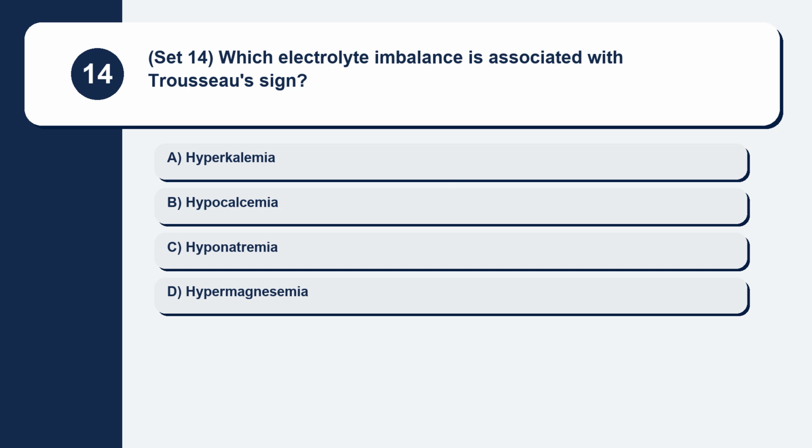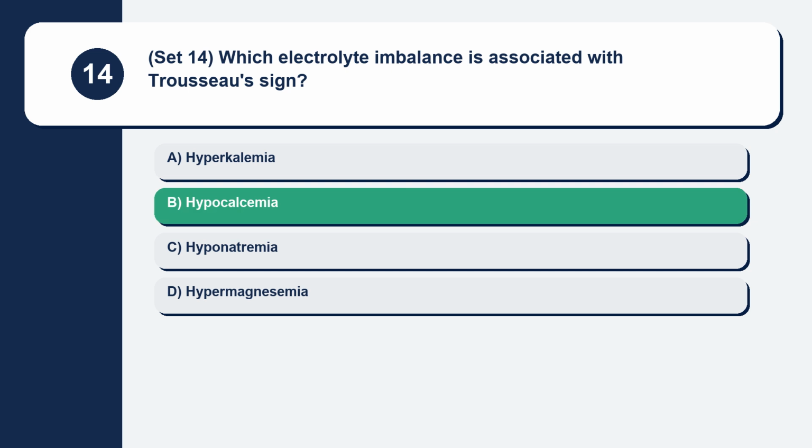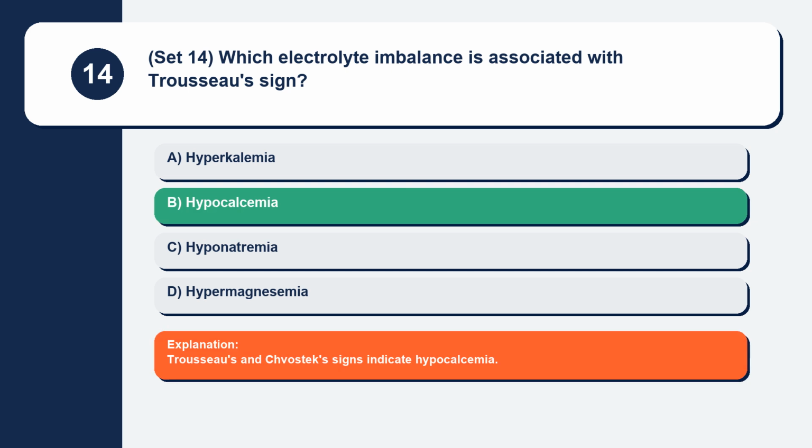Question 14. Set 14. Which electrolyte imbalance is associated with Trousseau sign? Hyperkalemia, hypocalcemia, hyponatremia, hypermagnesemia. Trousseau's and Chvostek's signs indicate hypocalcemia.